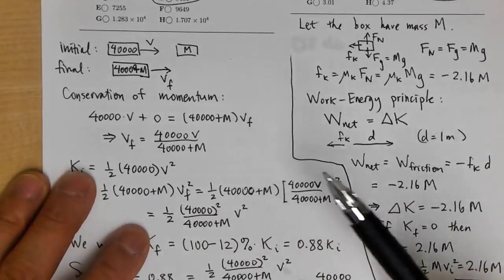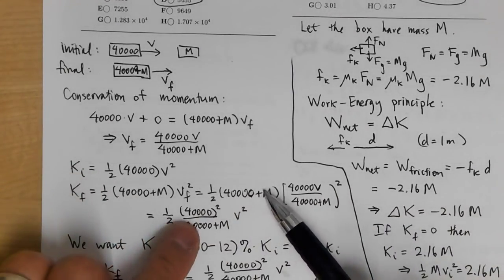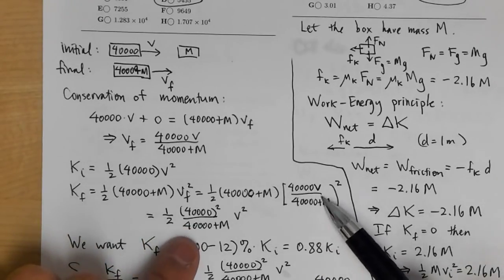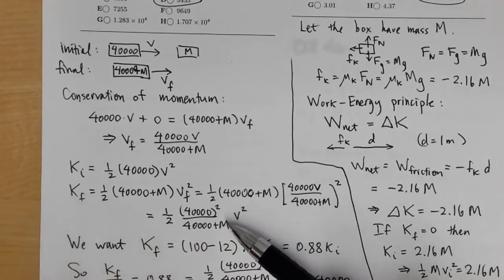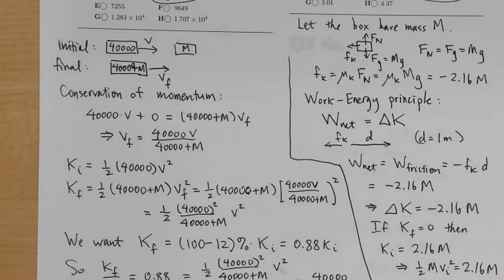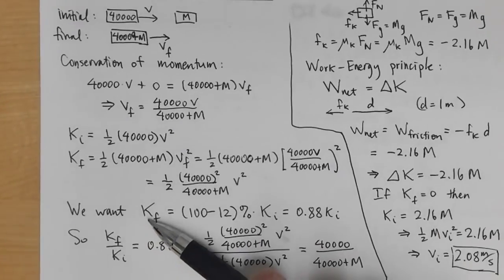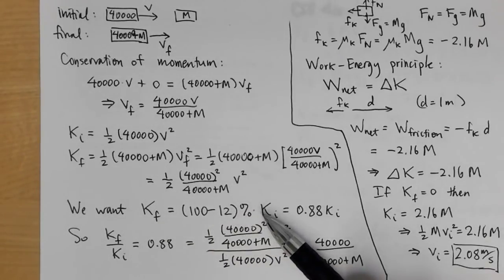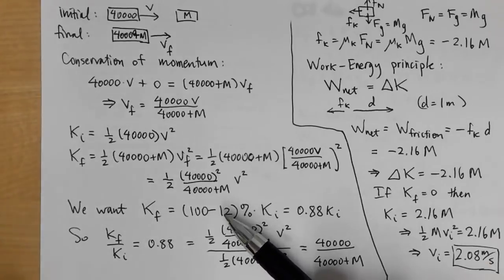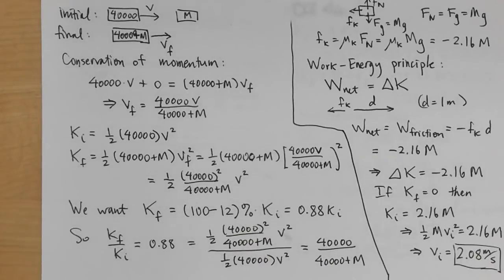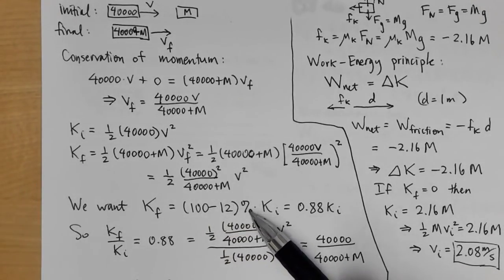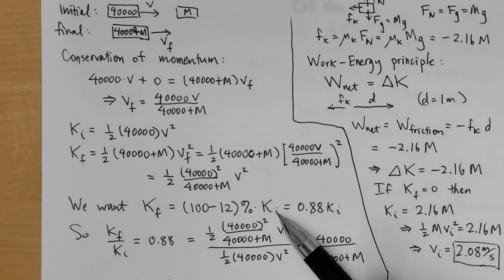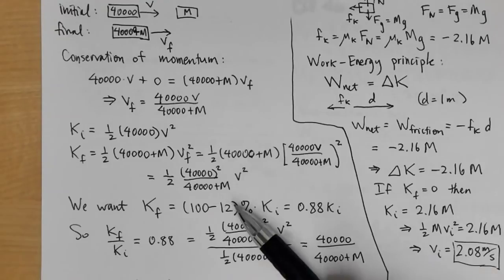Let's try to simplify a little bit so we don't have to do quite so much work. The 40,000 plus m in the numerator cancels one of the factors in the denominator. We still have 40,000 squared in the numerator. The 1/2 is here. And we have v squared and one factor of 40,000 plus m in the denominator. Now, they say that the final kinetic energy is 12% less than the initial, a reduction of 12% of the initial kinetic energy. So the way I interpret that is 100% minus 12%, times kinetic initial, is equal to the final. So the final is reduced by 12% compared to the initial.